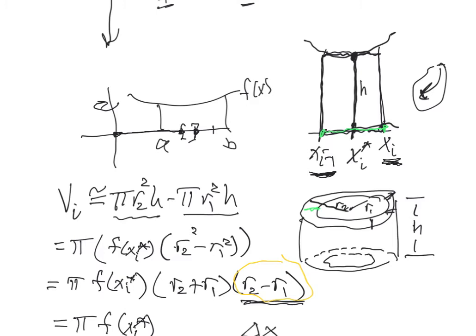But now we have a little bit of a problem. r1 plus r2, if I add, again, xi minus 1 is r1, xi is r2. If I add them together, I'm going to be way over here somewhere. Let's go back to black.